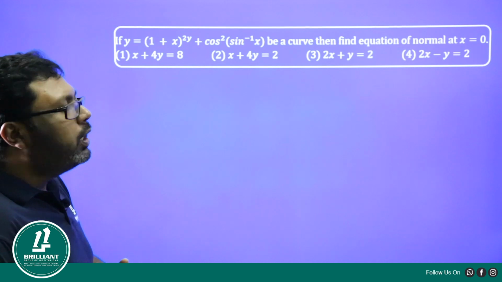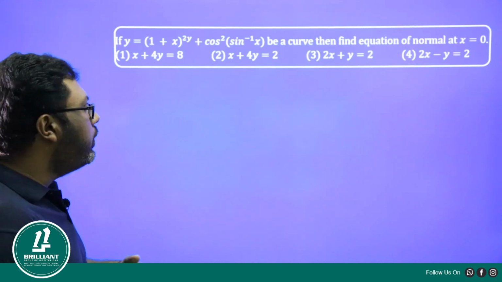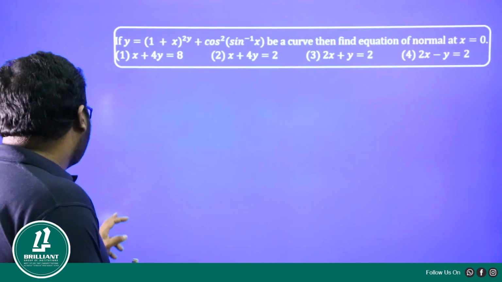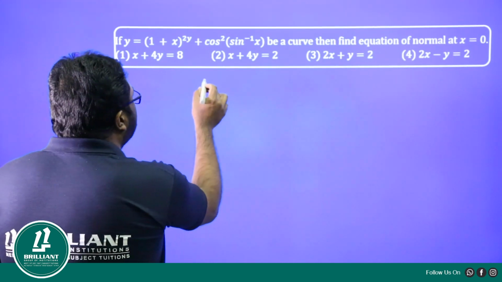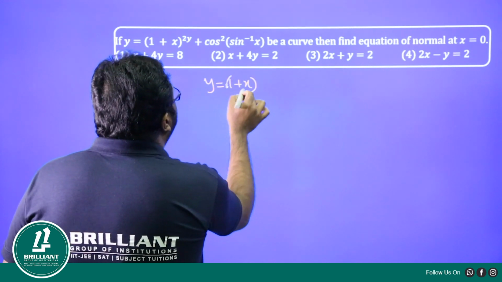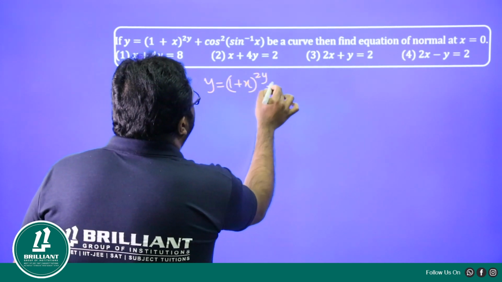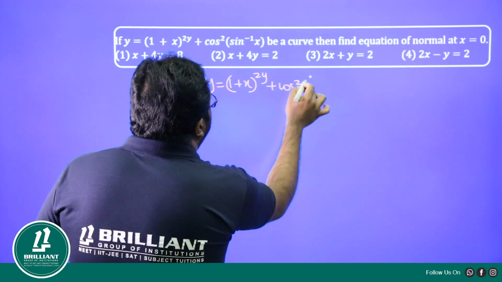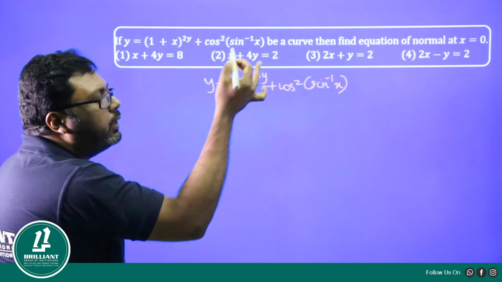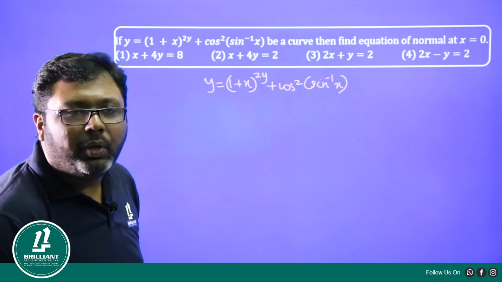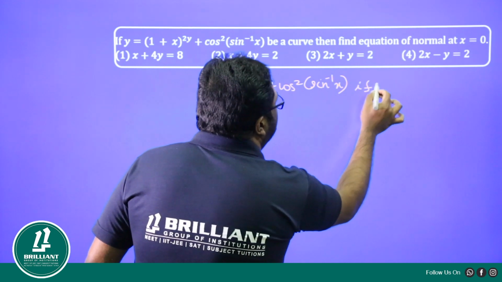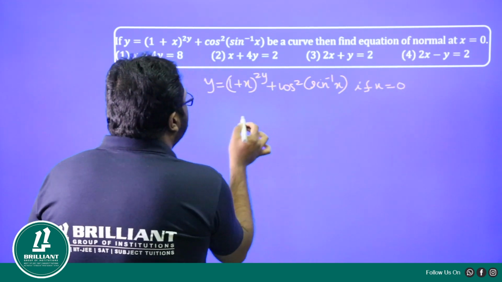Next question, it's clearly given that this is the equation of a curve. It is supposed to find the equation of the normal to the curve at a given particular point where x is equal to 0. Okay, now what is the equation of this curve over here? It is given that y is equal to (1 plus x) the whole raised to 2y, plus cos squared sine inverse x. Okay, now in this, given that x is equal to 0.